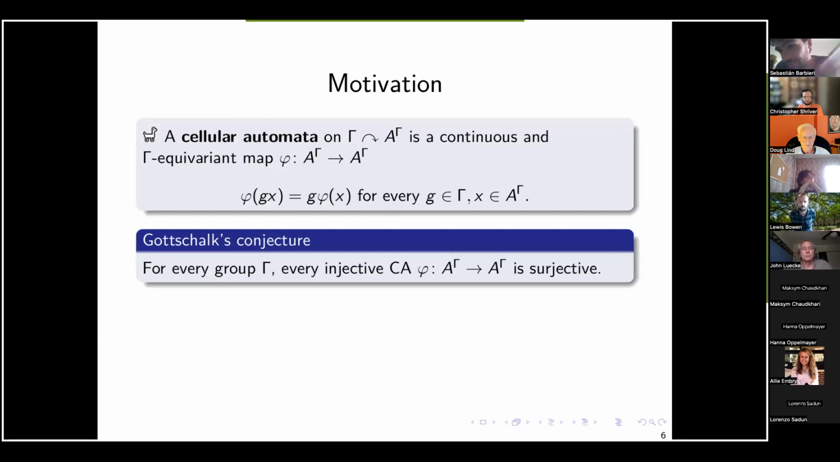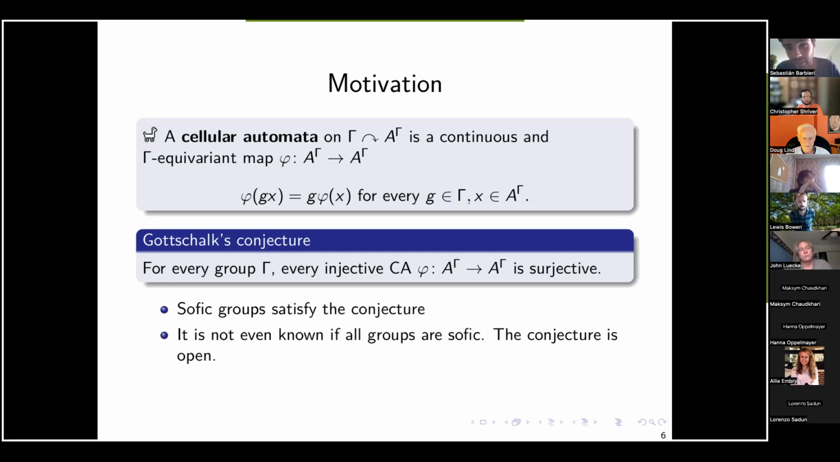And there is a very old and interesting conjecture still open, which is that for every group, every injective cellular automaton is automatically surjective. This is wide open. And it is known that sofic groups satisfy the conjecture. And well, it's not known whether all groups are sofic, and thus the conjecture is still open. Okay, we don't have any proof beyond sofic groups.